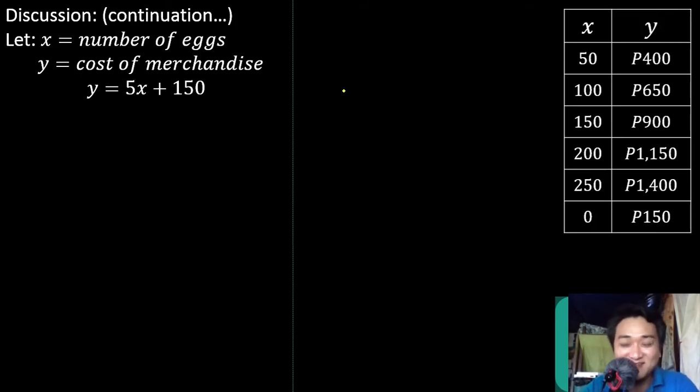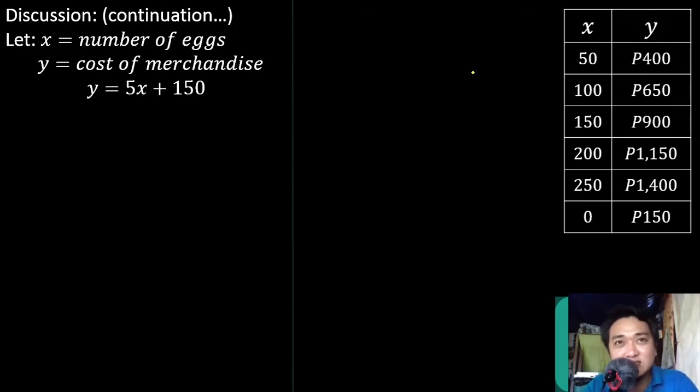Now, let us try to graph. I-graph natin yung ating relationship. Ano kaya magiging itsura? So, you have here the values for the x-axis and you have here the values for the y-axis. Ang lalaki naman niyan. Wala nang problema yan kasi gagamit naman tayo ng scale.